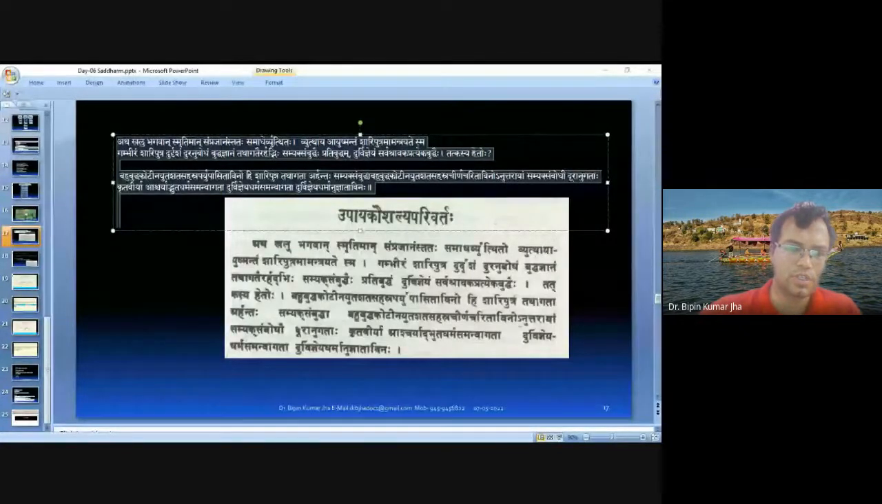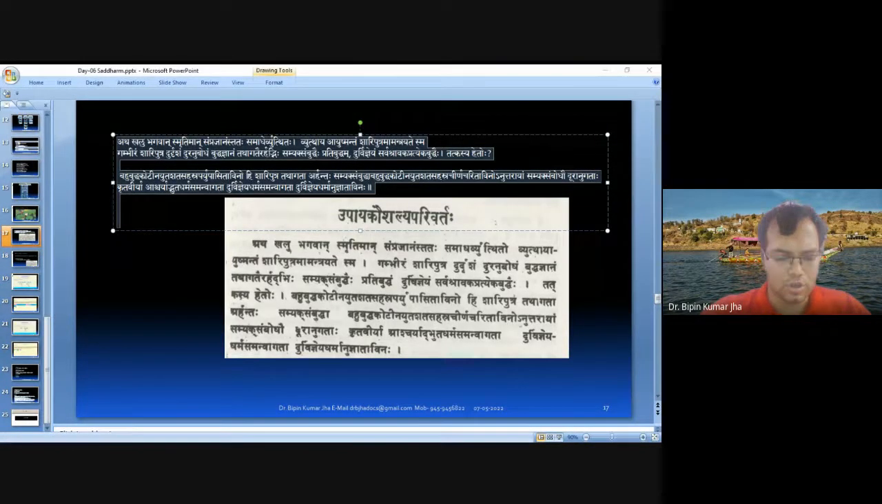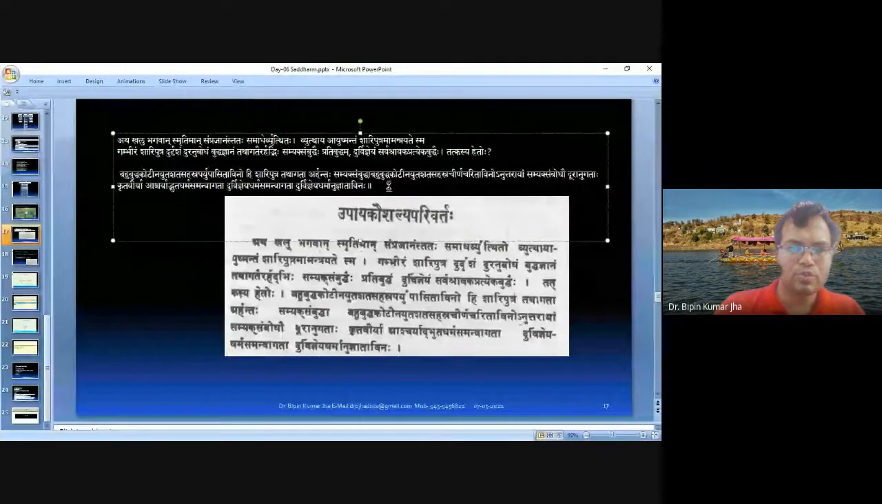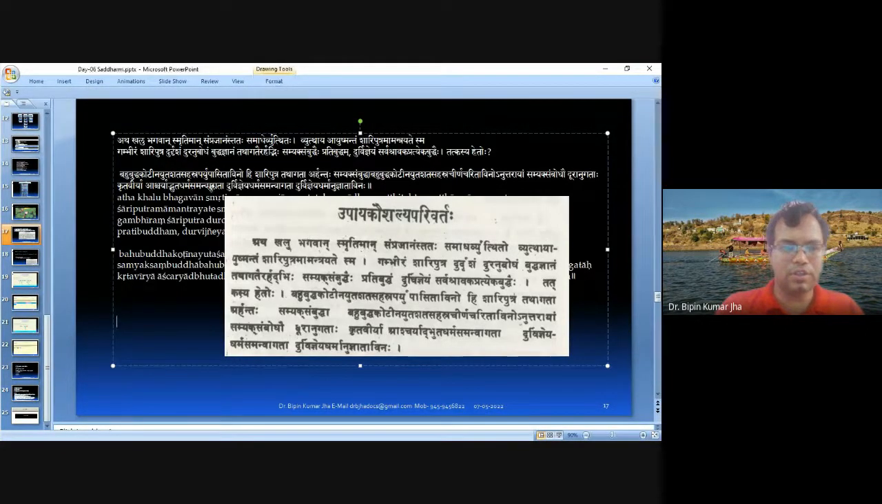This is Devanagari, and the target is this one. Okay. So now you will be able to read in your own also. Just I am putting here. Okay. So now you can read it easily.